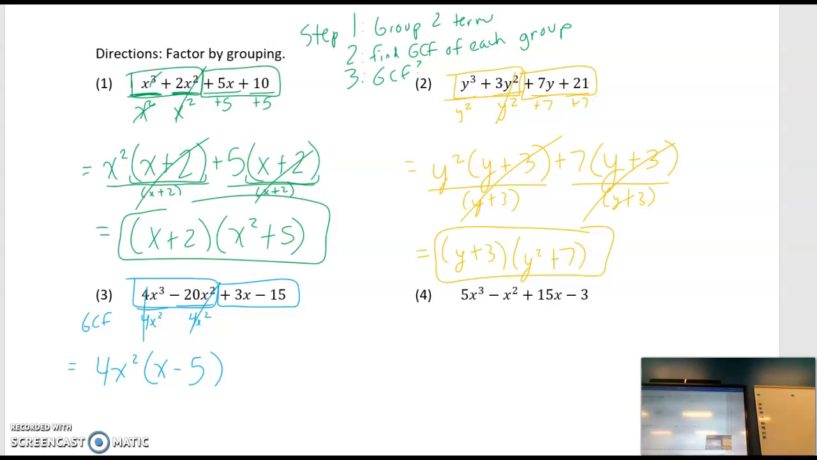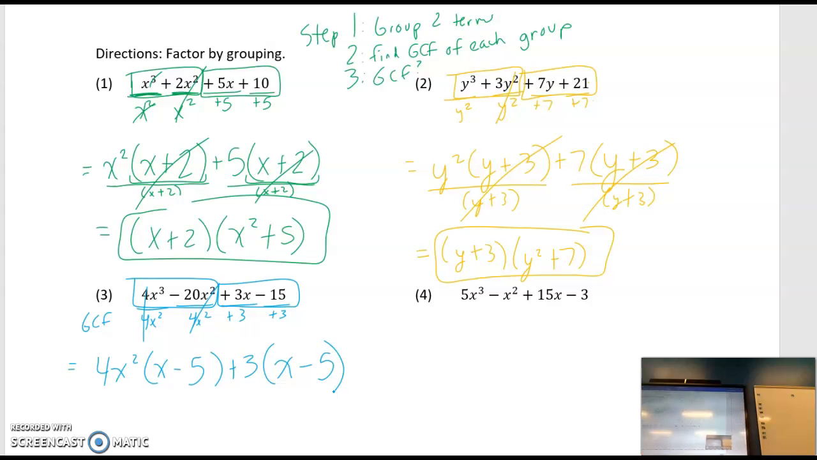Now I'm going to do the same thing with the next group. So I have plus 3x minus 15. So the common factor is a positive 3. So I'm going to factor out a plus 3. And when I do that, 3 divided by 3 is 1x, minus 5 because 15 divided by 3 is 5.